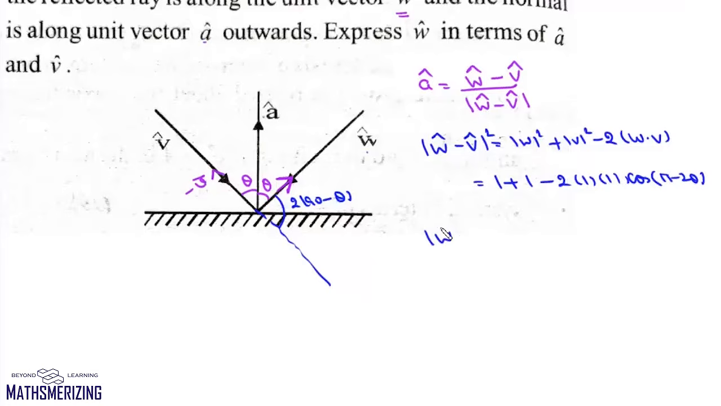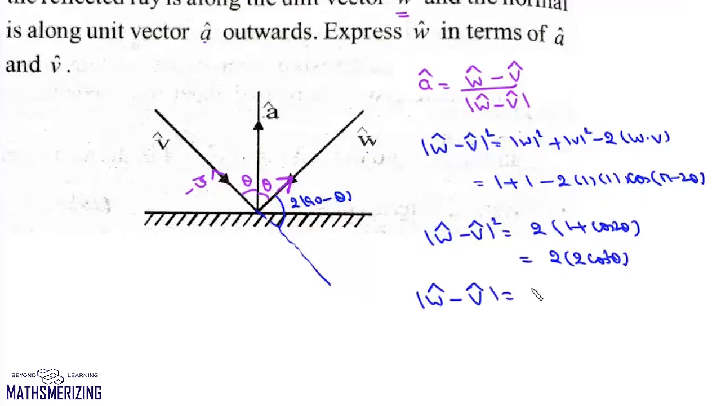So mod w minus v square will be 2 times 1 plus cos 2 theta, and cos 2 theta is 2 cos square theta minus 1. So it will be 2 into 2 cos square theta. So the value of mod w minus v will be 2 cos theta. Now we put 2 cos theta here, then we can write this w as v plus 2 cos theta into a cap.